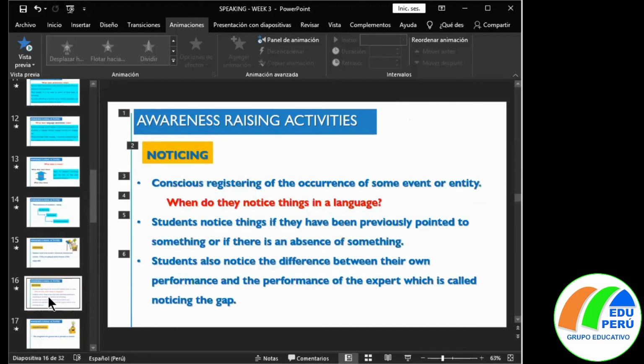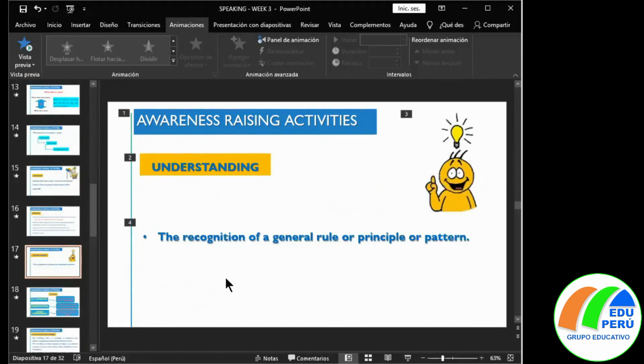Then you have here noticing. So they are going to be conscious about the vocabulary that they have been presented before, or they could compare. This is what we talked about in the last part. They could compare the performance with other people, and they could notice, oh, now he used this structure, or they used this expression, or they pronounce in that way. So they are noticing. And finally, the understanding, when they recognize, they identify this general rule or principle or pattern.